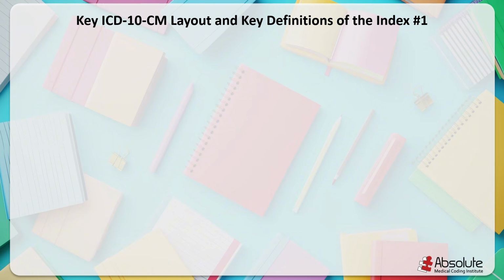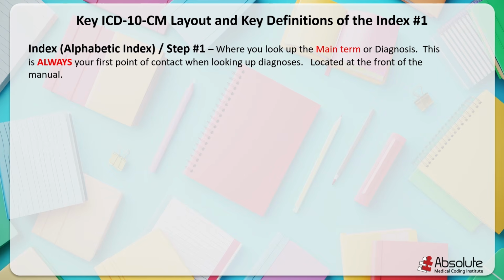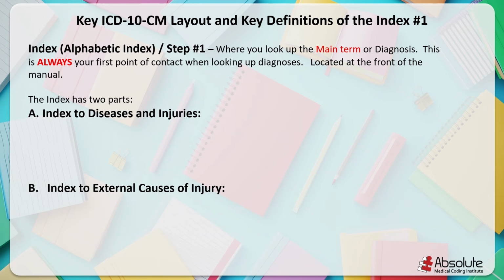Now, as we finish up the layout of ICD-10-CM, there are some things that I want to drive home. I want to talk about the alphabetic index. Alphabetic index, that is step 1 of the code lookup process, right? So you look up that main code, that main term, or your diagnosis in the alphabetic index. That is step 1. And just know the alphabetic index has 2 parts. It's the index to diseases and injuries, where you look up the code, and it also is the index to external causes of injury.